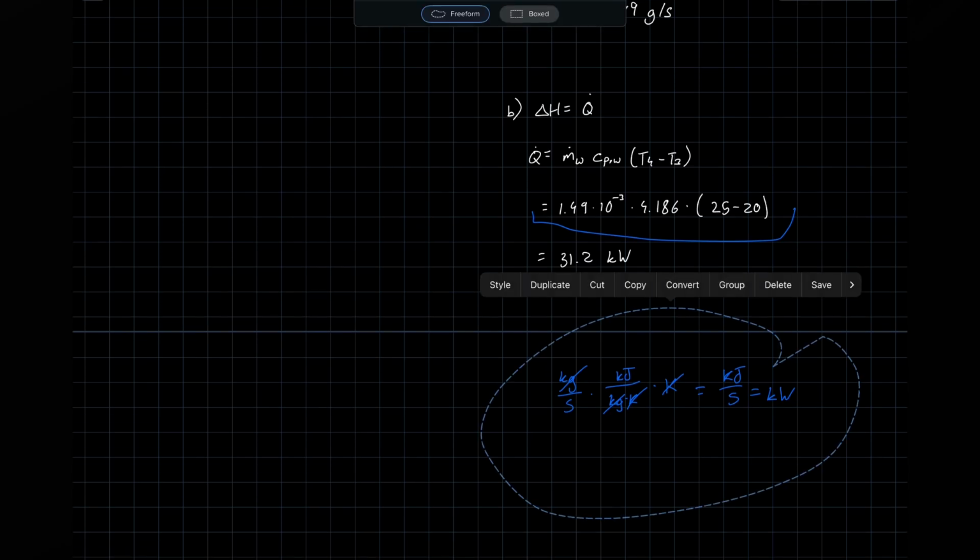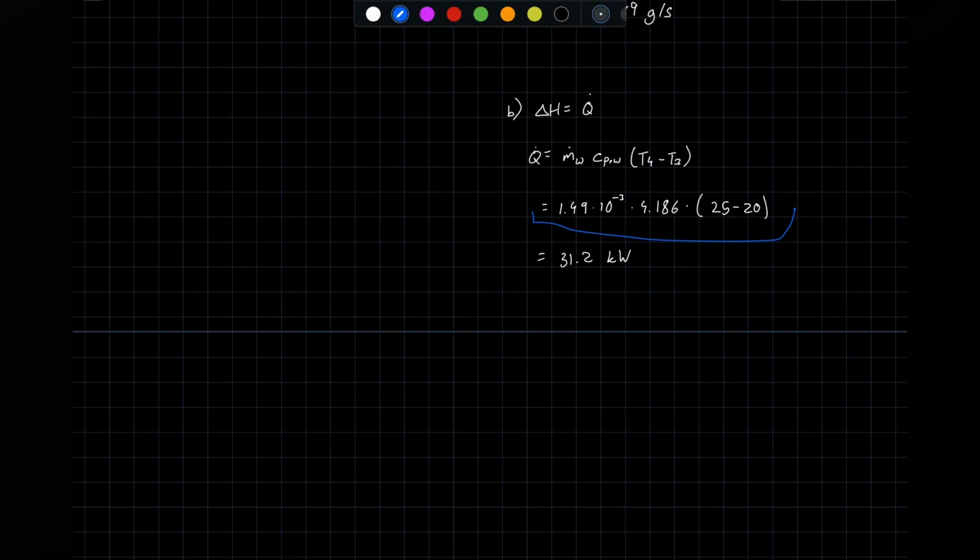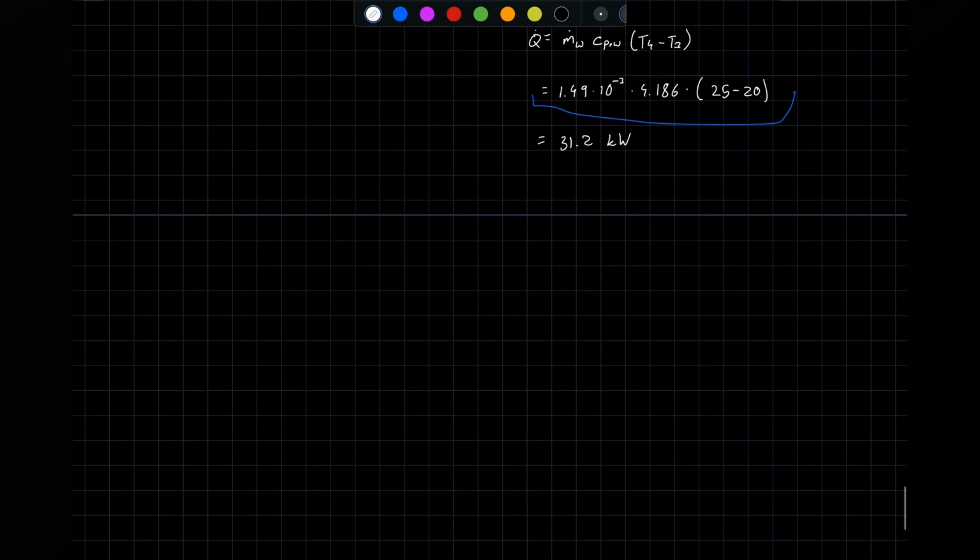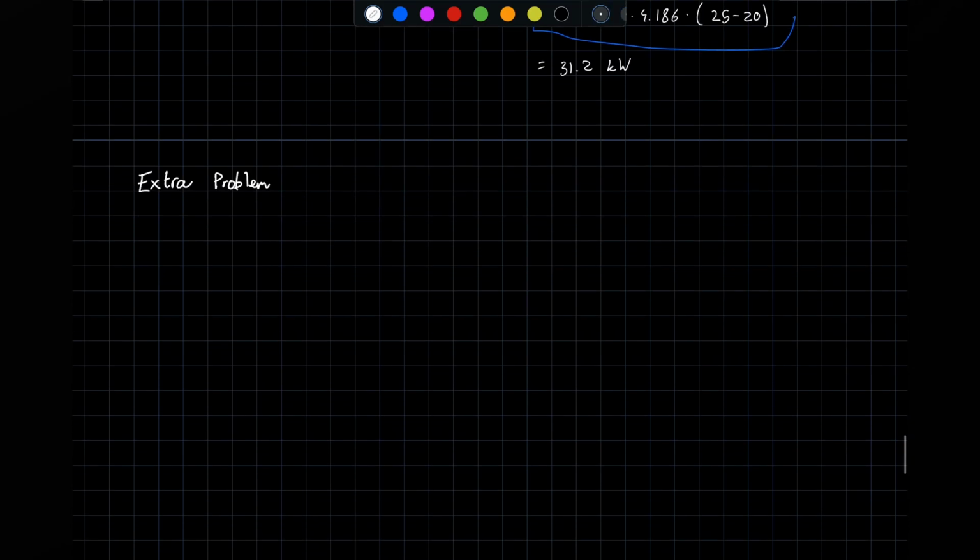So now it's time to move on to my group's extra problem. So this was also about a heat exchanger. Now, the professor did ask us to not take any pictures, so I will just be drawing my own from what I can remember. The problem was basically you have two loops.